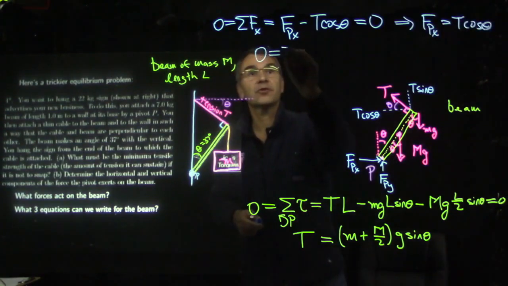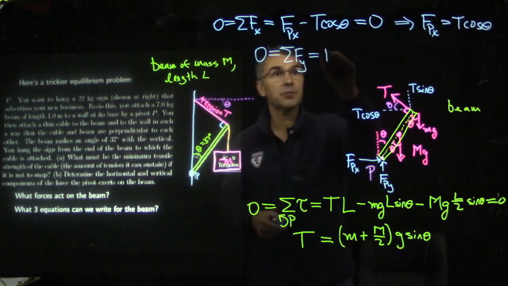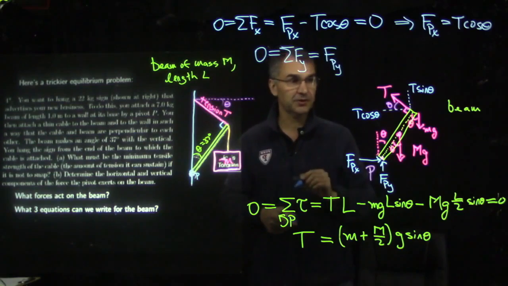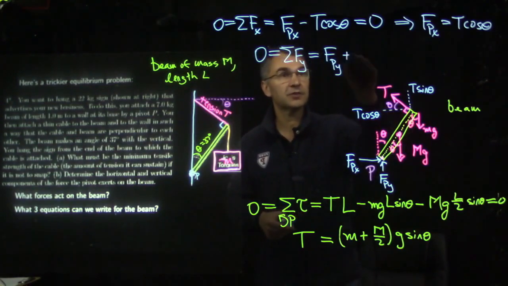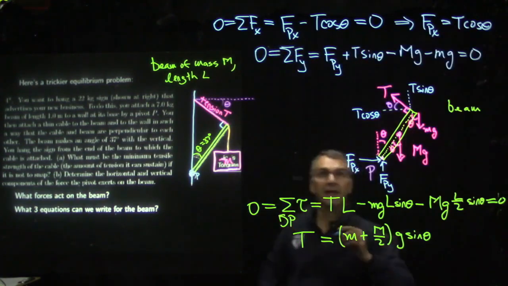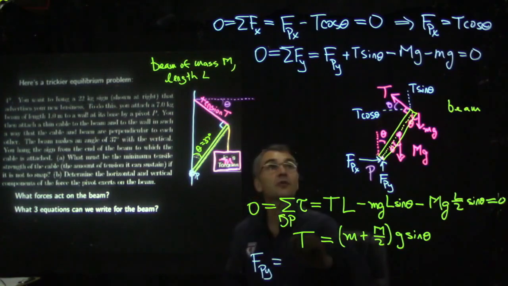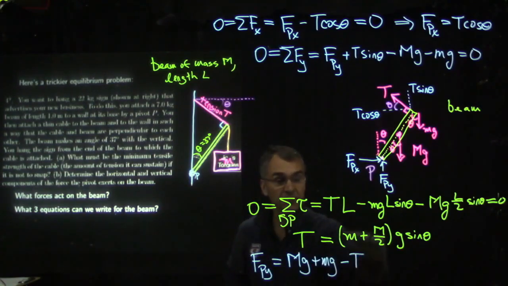Then we want the vertical forces on the beam to sum to 0. So we have up minus down. Here's the vertical force exerted by the pivot on the beam. And we also have the vertical component of this tension, plus T sine theta. And then we have the two weights. That gives us F_py equals the sum of the two weights minus the vertical component of this tension.